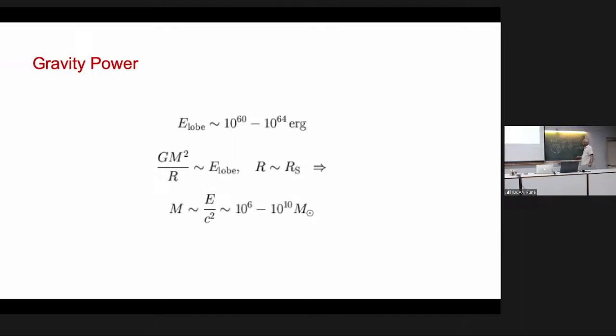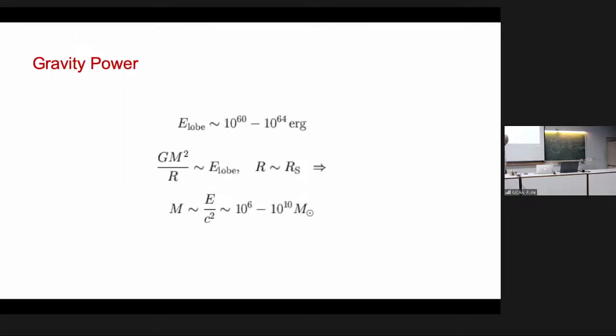Okay, then you'll see that if GM squared by R is equal to the energy in the lobes, then R is equal to R_S. Why is R equal to R_S? Because we are seeing this extremely rapid variability. We know it's a tiny source. Then the mass must be about 10 to the 6th to 10 to the 10th solar mass. So what is the conclusion here? The conclusion is that if you want all this power, if you want the very high velocities, then one reasonable source for doing it is a supermassive black hole.